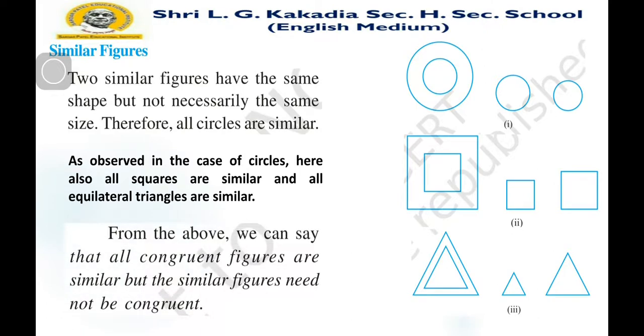From the above we can say that all congruent figures are similar, but similar figures need not be congruent. In congruence, both figures have the same shape and the same size. But in similarity, it is not necessary to have the same size. So congruent figures are similar, but similar figures are not congruent; that is, the converse is not true.